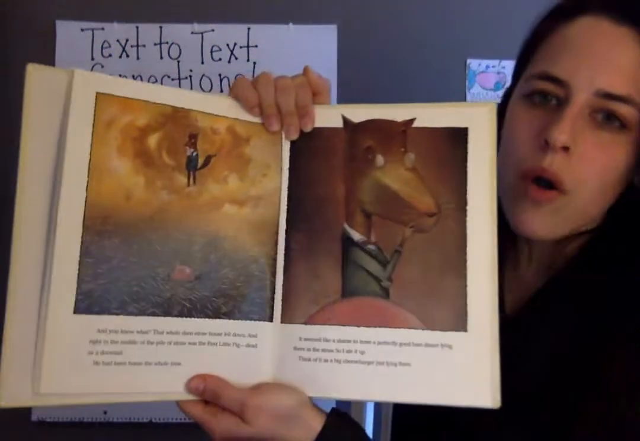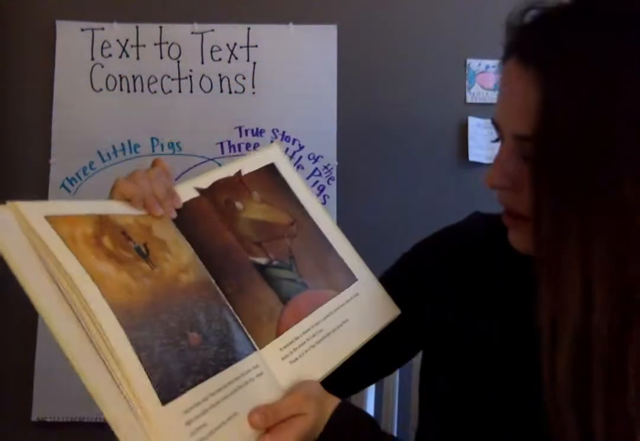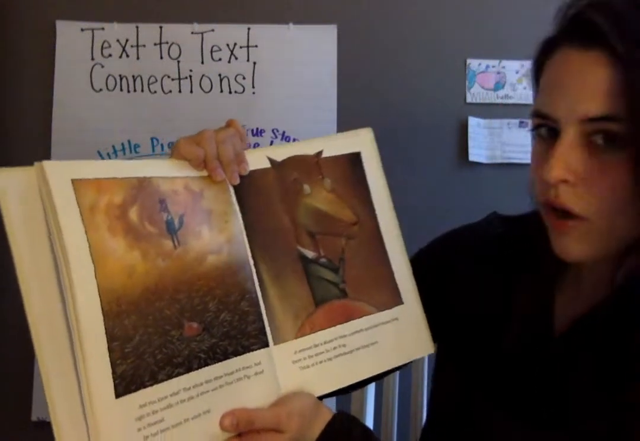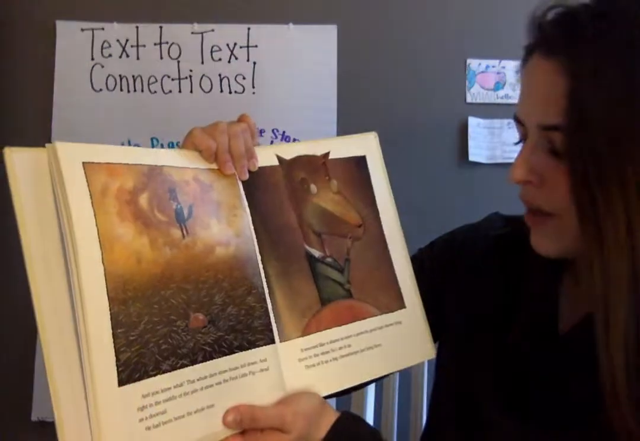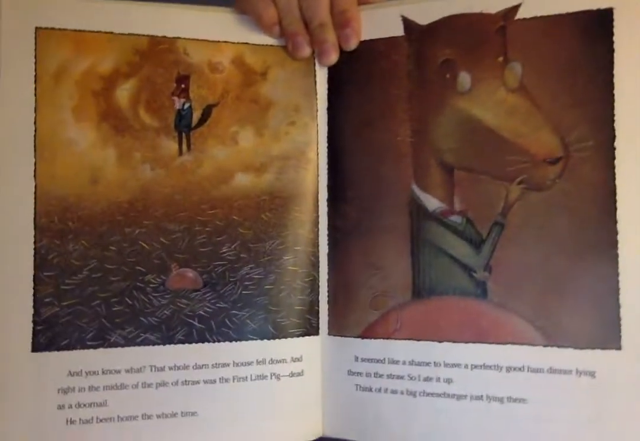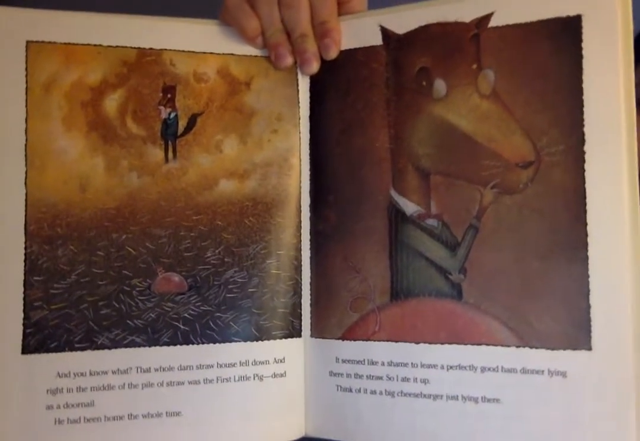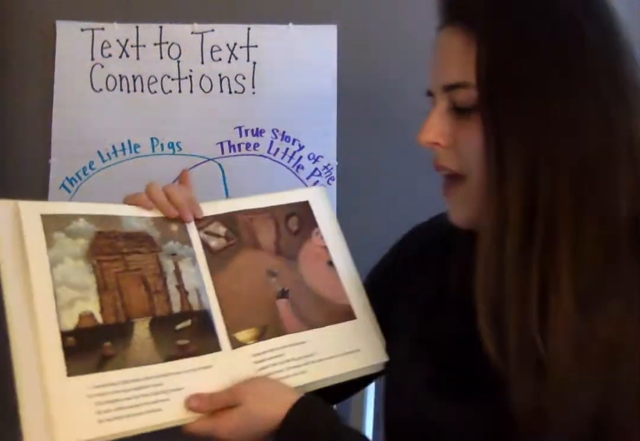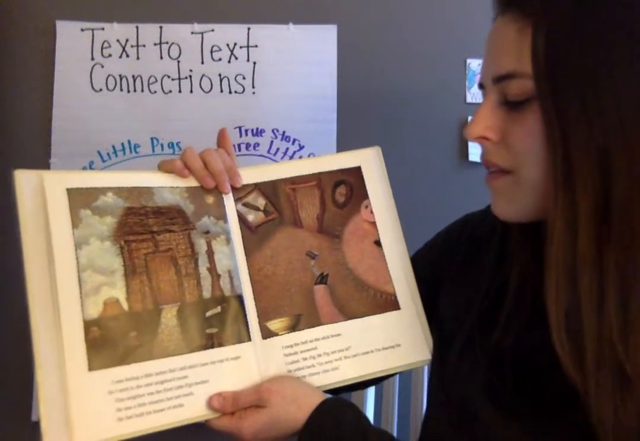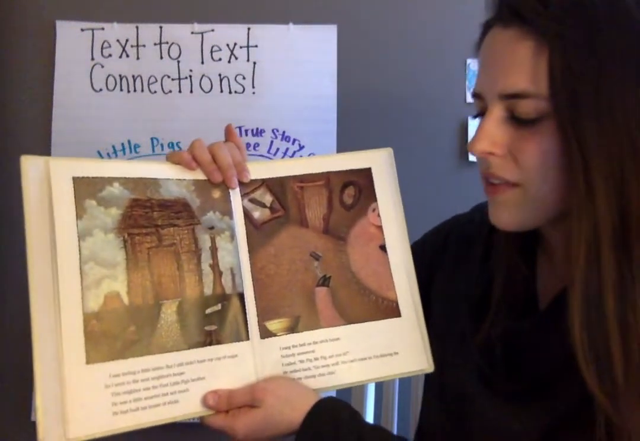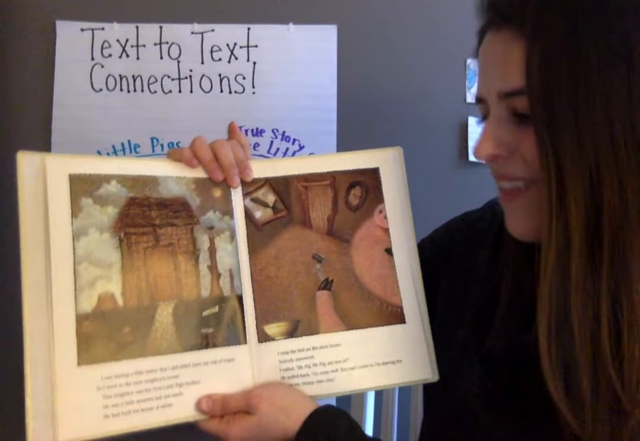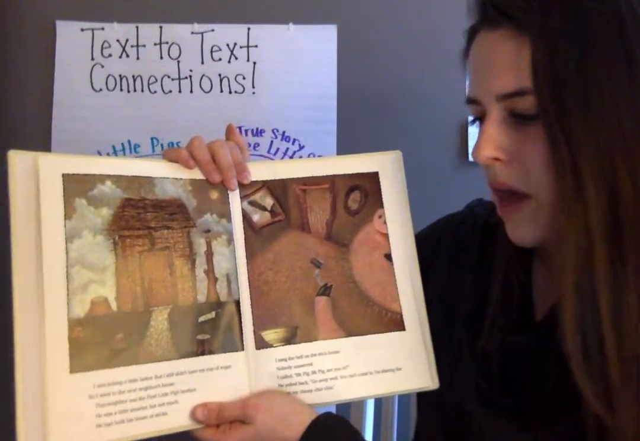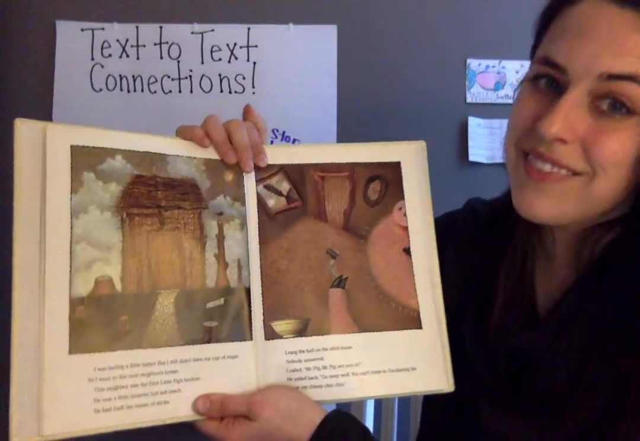He had been home the whole time. It seemed like a shame to leave a perfectly good ham dinner lying there in the straw, so I ate it up. Think of it as a big cheeseburger just lying there. I was feeling a little better, but I still didn't have my cup of sugar, so I went to the next neighbor's house. This neighbor was the first little pig's brother. He was a little smarter, but not much. He had built his house of sticks.